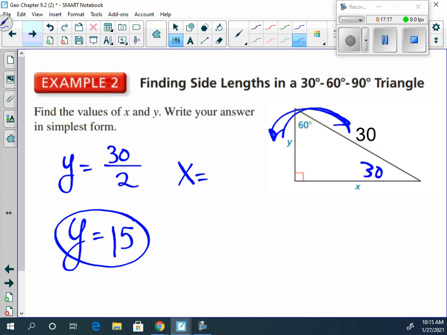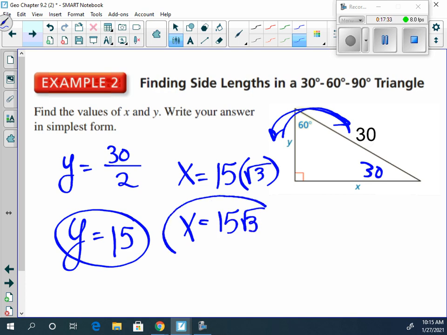What is the shortest side length? 15, and we're going to multiply it by the square root of 3. And 15 times the square root of 3 is what, just 15 square root of 3. Any questions on any of this here? Any questions on anything we've done so far?